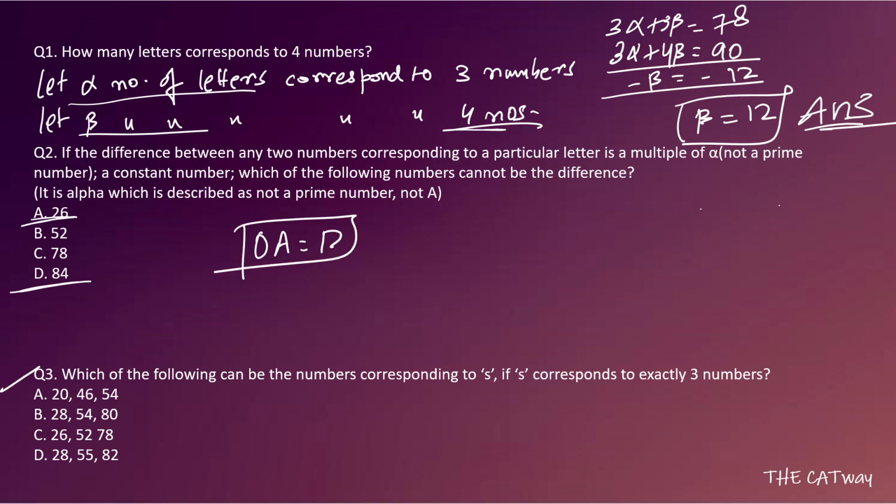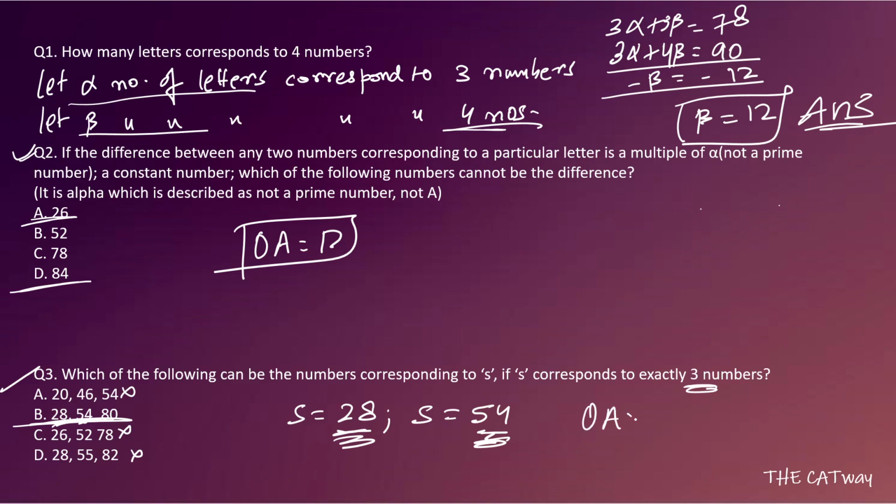Now coming to the third question, which of the following can be the number corresponding to S if S corresponds to exactly three numbers? In question number 2, we had found out that S is equal to 28, and also S is equal to 54. That means whatever the three numbers representing S are, two of them are going to be 28 and 54. So both have to be available in the options given to us. Here there is no 28, here there is no 28, neither is there any 54, here there is no 54, and here it is 28 and 54. So this answer is the correct option. That is option B is going to be our OA.